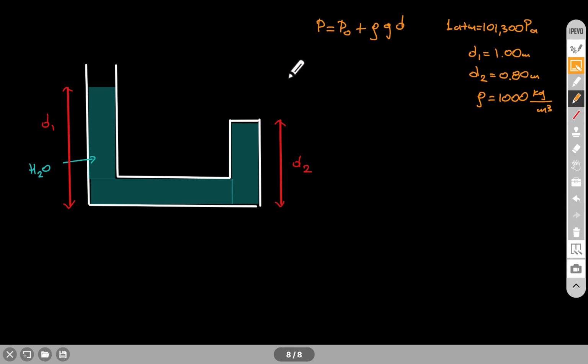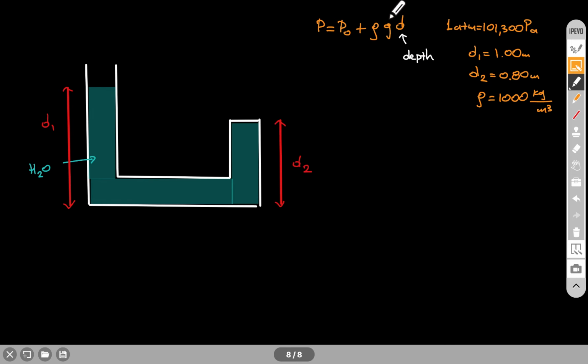In this video, I will solve a problem where I will use the hydrostatic pressure equation. And before I do that, I want to do a quick review of what the symbols mean here in the hydrostatic pressure equation. For D, we use D for depth. So this is how deep you will go in the fluid.